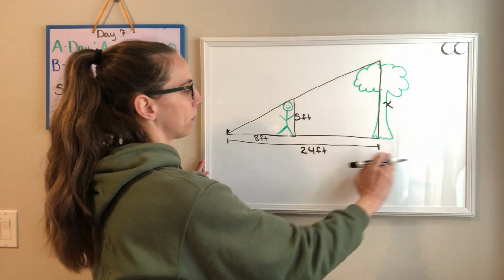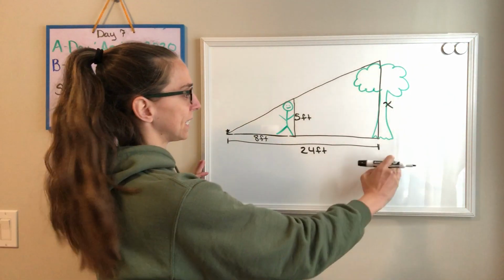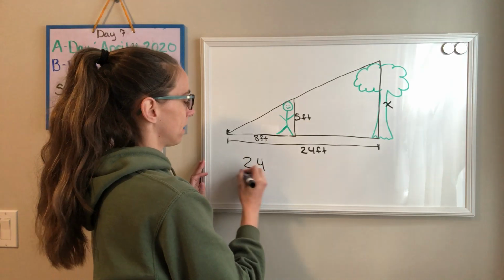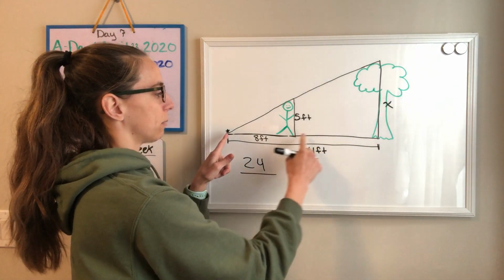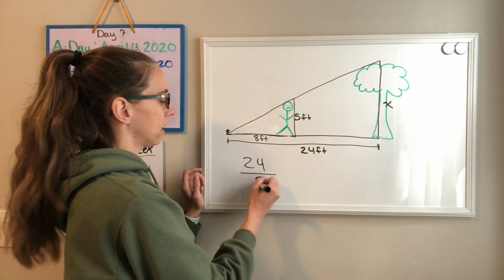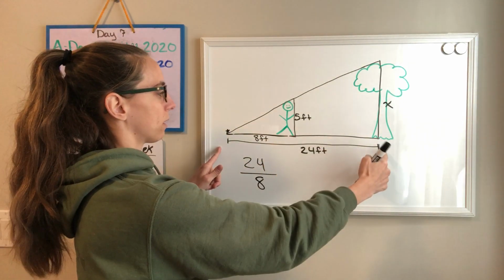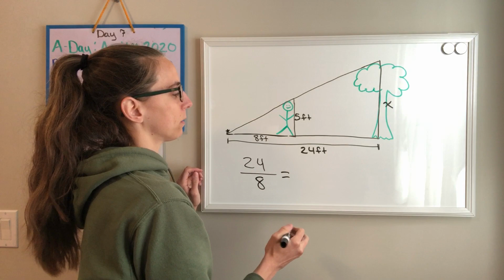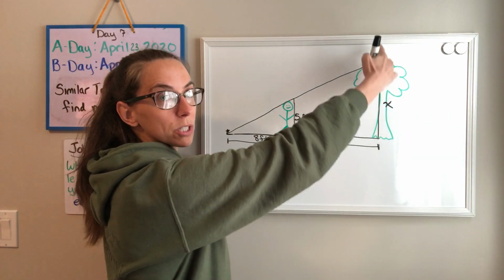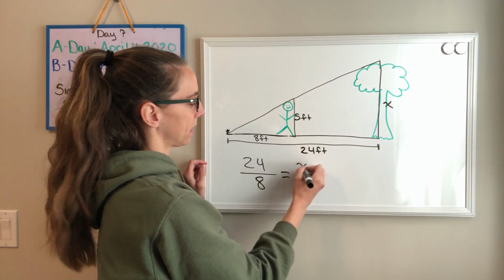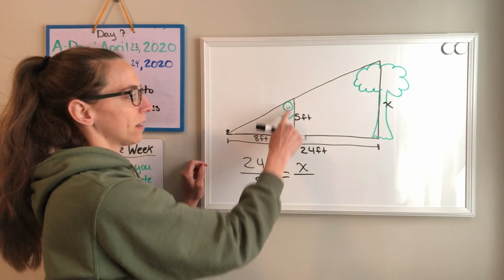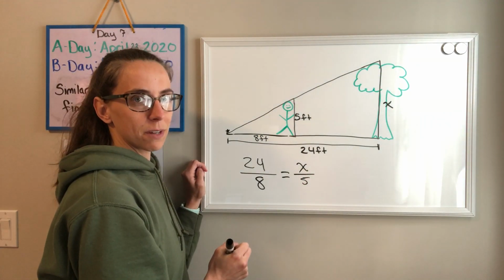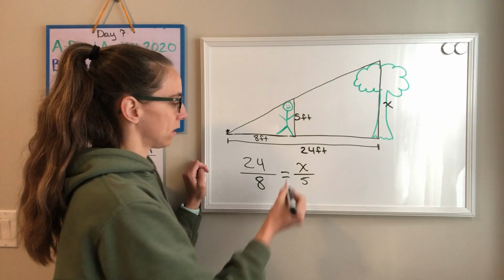And so what I do know about our new triangle is that the length down here is 24 feet. And the old length of our smaller triangle would be 8 feet. So right now I know that 24 and 8 are corresponding sides. And that is going to be equal to what I don't know, which is the height of the tree, over the height of our guy. From there, we can use cross multiplication.